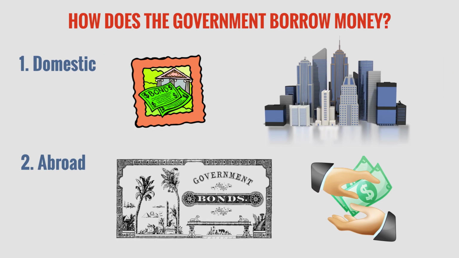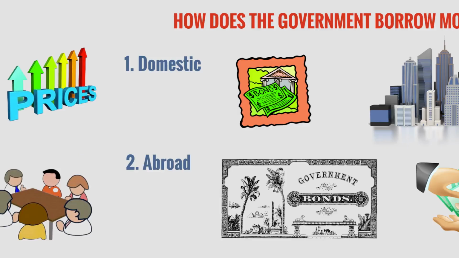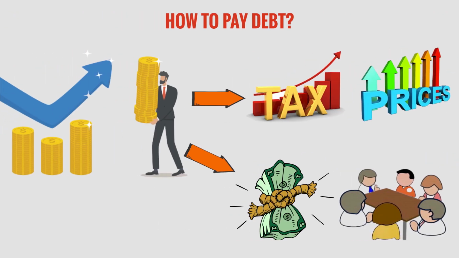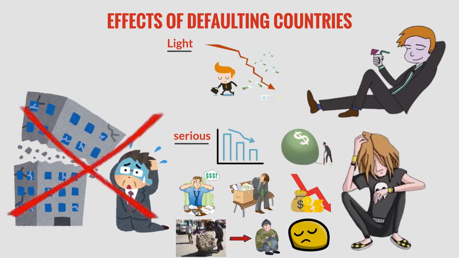Thus, you have understood that public debt is the debt of the state government to both people in the country, other organizations or countries, and the effects if the debt is not paid.